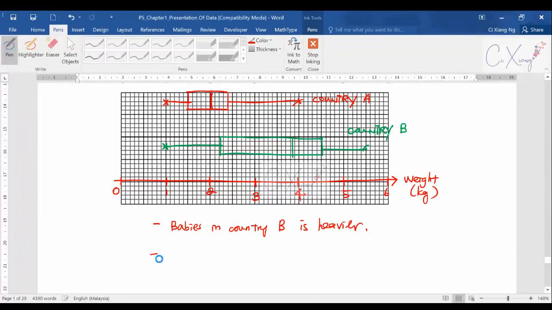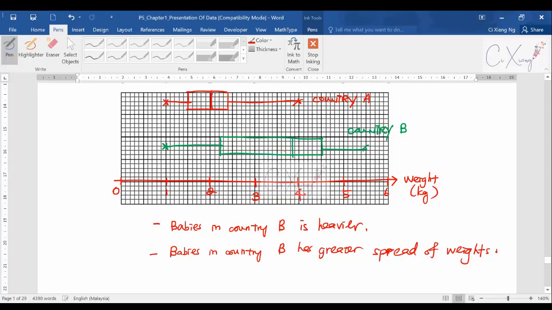Okay, then now you need to compare the spread. Which country's babies have a greater spread of weight? Country B also. So you can write, babies in country B have greater spread of weight. Okay, so how do I know about the greater spread of weight? You can look at the minimum and maximum values, or you can look at the box.